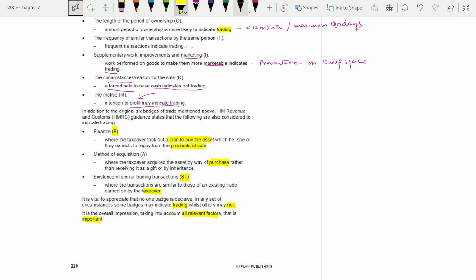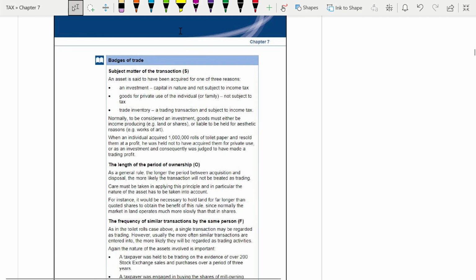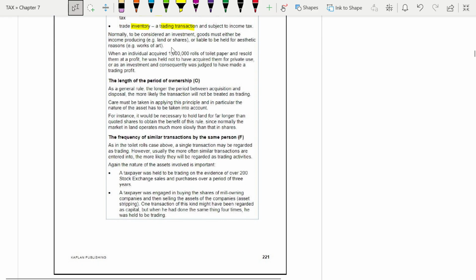Fine. Now, if you have this, things are very, very specific. They are talking about all the things in detail. I will go quickly. The assets should be acquired for one reason: for an acquisition, investment, private use, or trading transactions. The length of the period: as a general rule, the longer the period between acquisition and disposal, the less likely it will be treated as trading. That's very important.